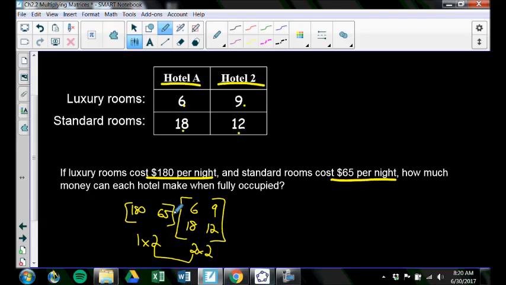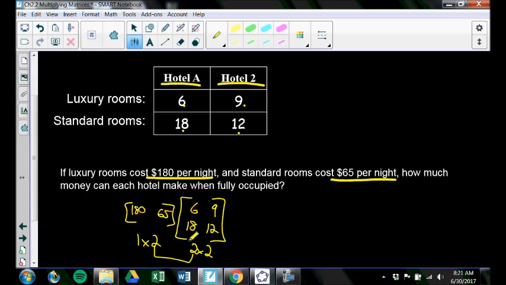Now when I multiply these, I have to think ahead about how the row-column action works. I'm going to go row onto column, and it would do 180 times 6, which is the number of luxury rooms times their cost, and then it would do 18 times 65, which is the number of standard rooms times their cost. Then I add those two up, and I get the total income I would be getting from Hotel A. Do it again for Hotel B.